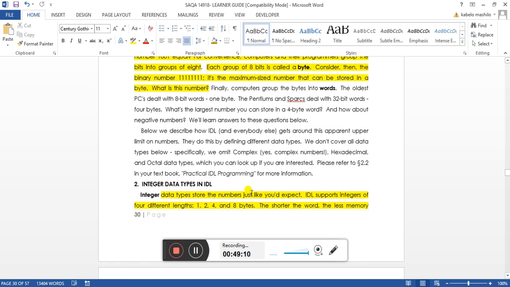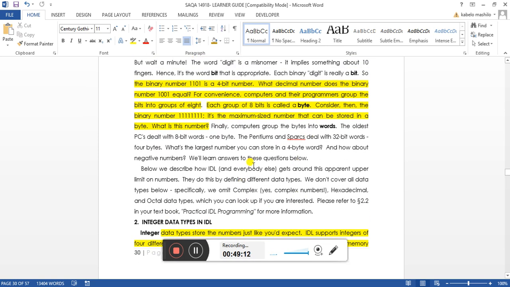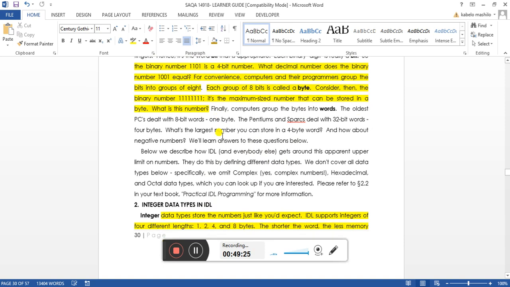Okay, you can go through this on your own. You just have to read and gain extra knowledge and understand further. You can read that on your own.